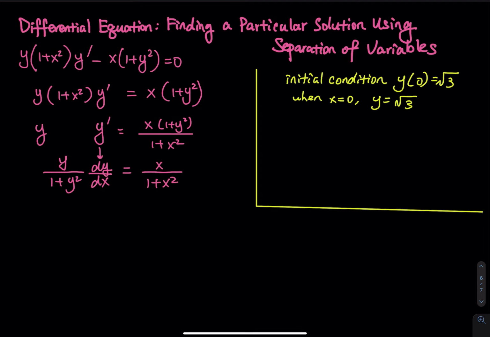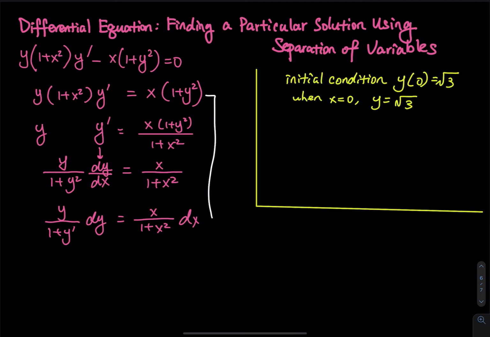Okay, so now I have all the y on the left side and all the x on the other side. What we have to do is multiply both sides by dx, because we want to move this dx to the right hand side. So we have y divided by (1 plus y squared) dy equals x divided by (1 plus x squared) dx. So now the separation of variables is done. Let me make a note for you: from line 2 to line 3, 4, 5, this is separation of variables.